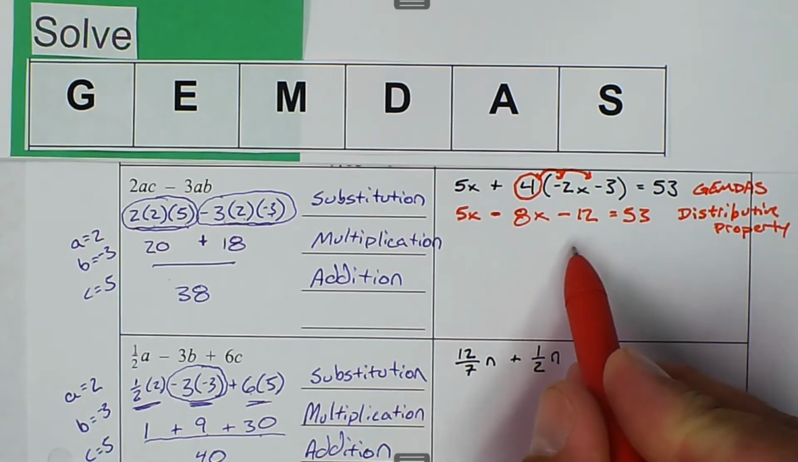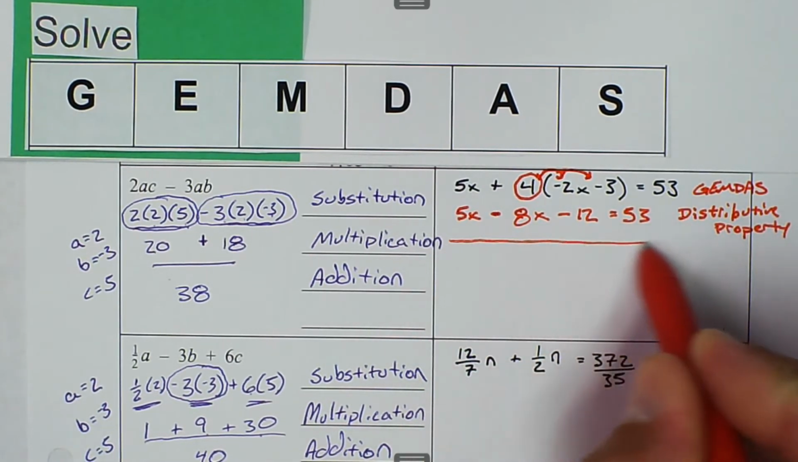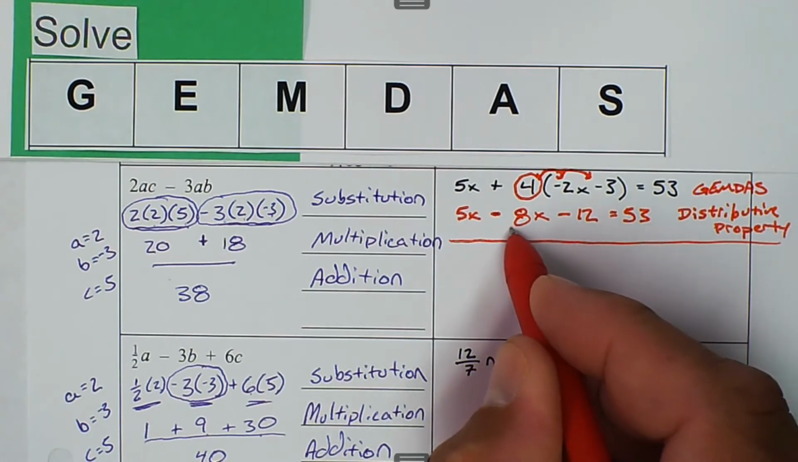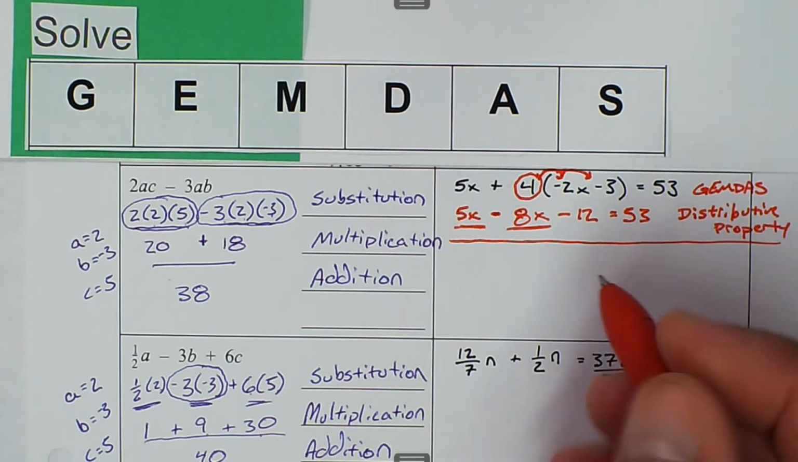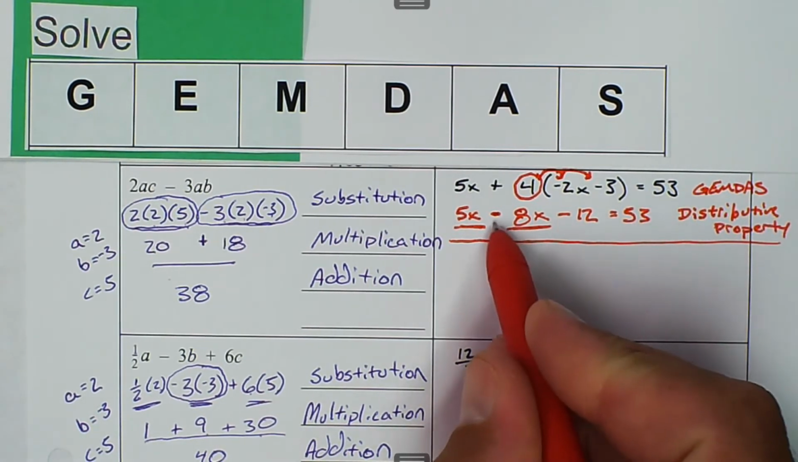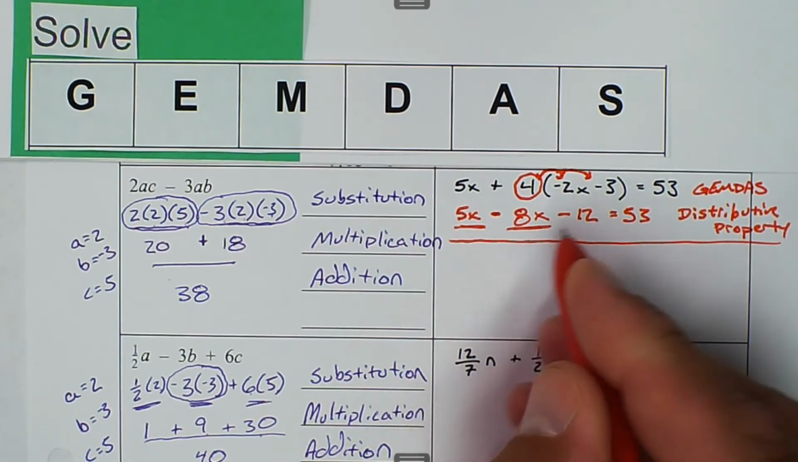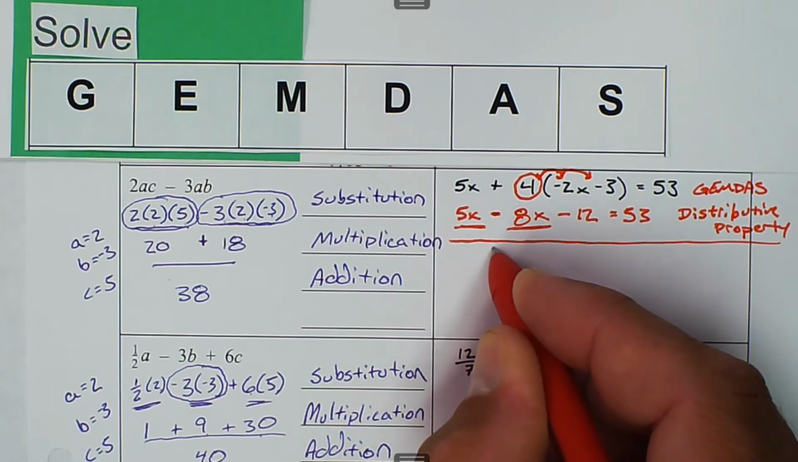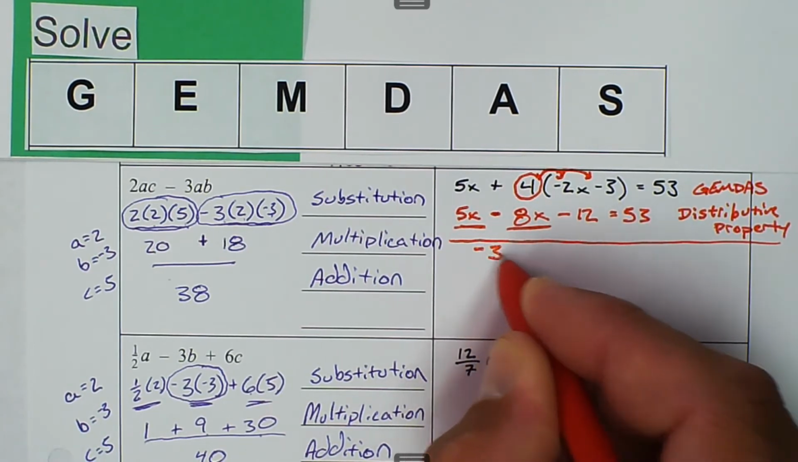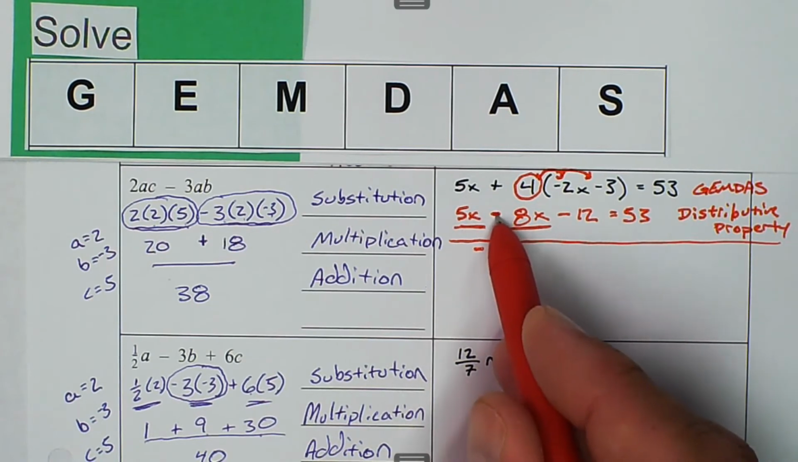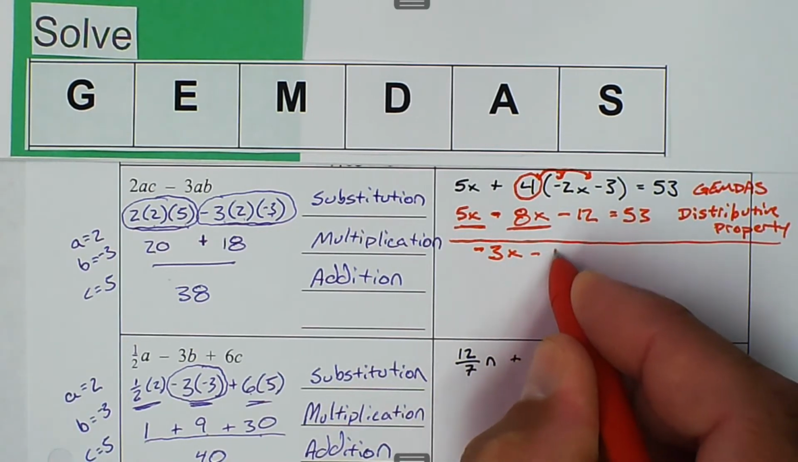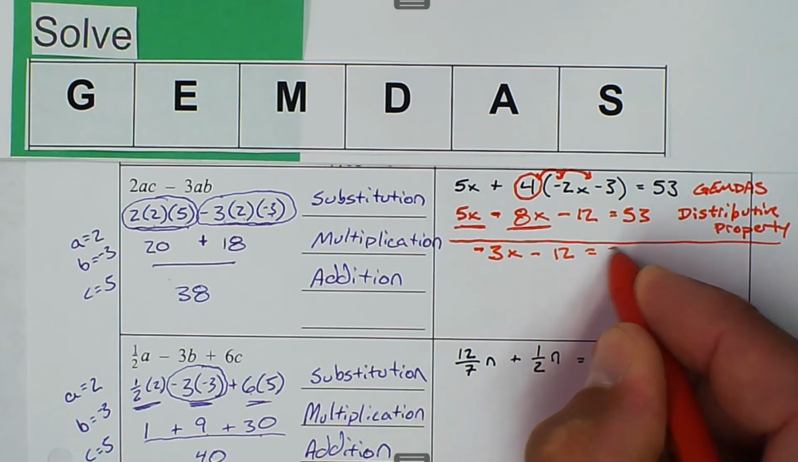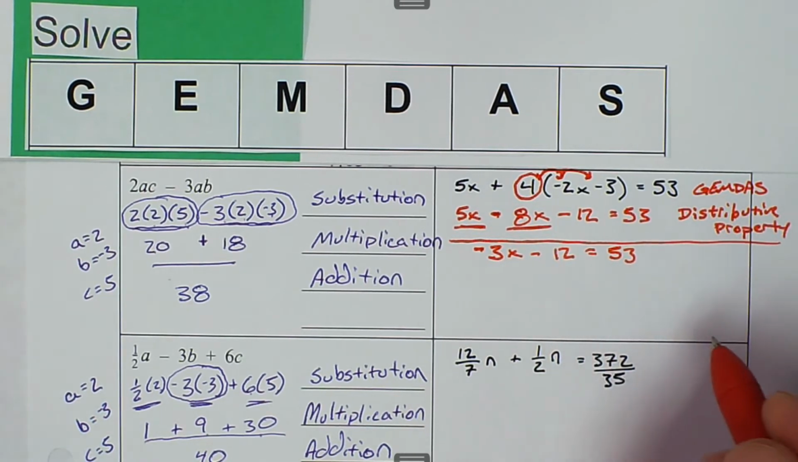Now we can take a look at the next thing, and we can see that we have a negative 8x and a positive 5x. We can combine those, and that ends up being a negative 3x. So subtract them and keep the sign of the bigger number. So the sign in front of the 8 is negative, so we're going to keep that out front. And now we're down to a 2-step equation.